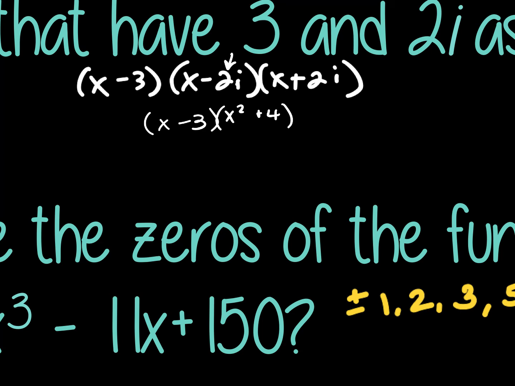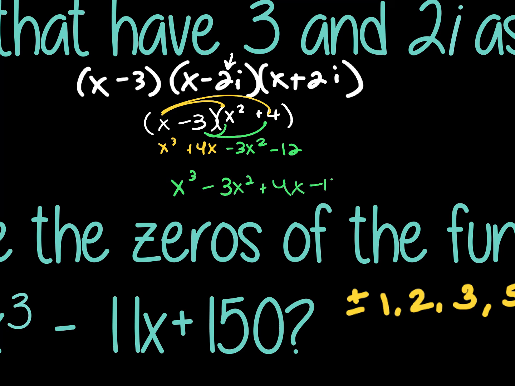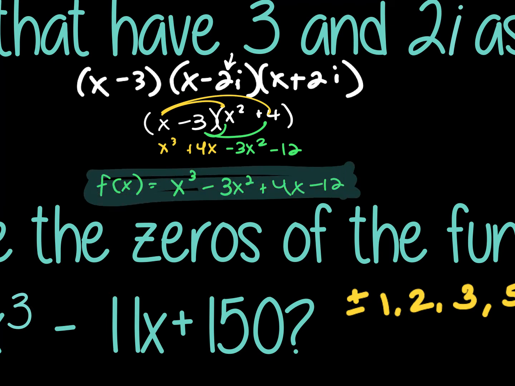Then I got to FOIL with the x minus 3. So I'm going to distribute the x to both. I'd get x to the third plus 4x, and then distribute negative 3x squared, and negative 3 times 4 is negative 12. So I end up with x to the third, let me put it in order, minus 3x squared plus 4x minus 12 equals f of x. So that's my completed polynomial, and it should be raised to the third like it is. Questions on that one?